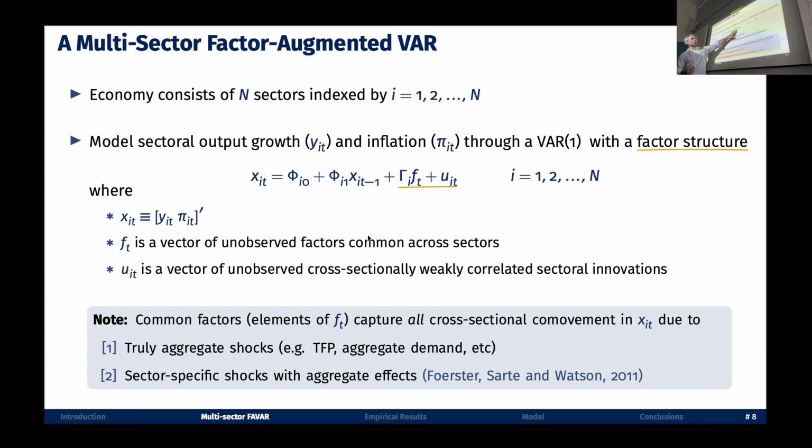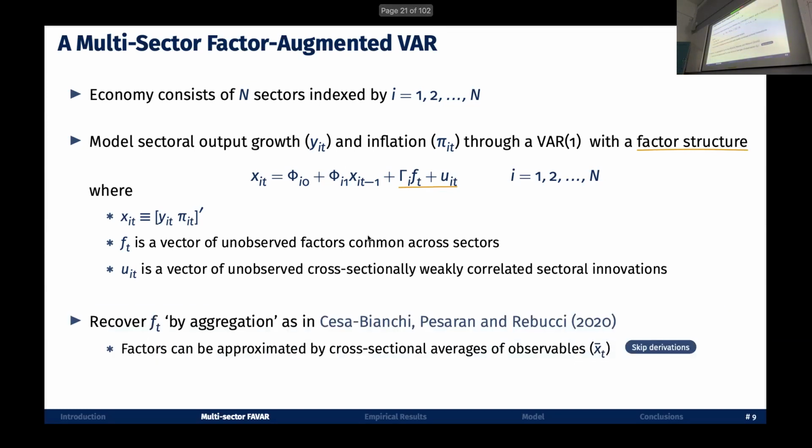So all of this to say that what I'm going to care about is these objects. These sectoral innovations, I'm going to ignore. They're not interesting for what I want to do. The main object I'm going to be focusing on is the vector FT, and the loadings. And the way in which I'm going to recover these unobserved factors is by aggregation. There are many methodologies available to estimate or identify factors in a model like this one.